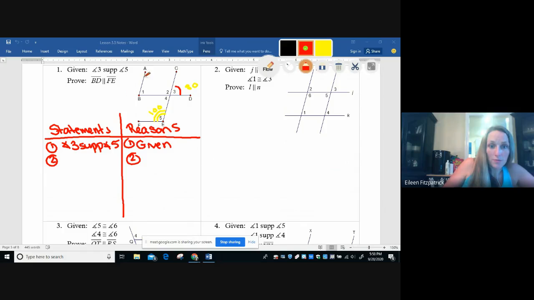All right, we're trying to prove that BD, so I'm going to highlight it in black. I'm trying to prove that this line is parallel to this line. So keep in mind how we prove that lines are parallel. We try to prove that same side interior angles are supplementary, or alternate interior, alternate exterior, or corresponding angles are congruent. So those are the types of things that we're trying to show here. All right, let me highlight this a little better.